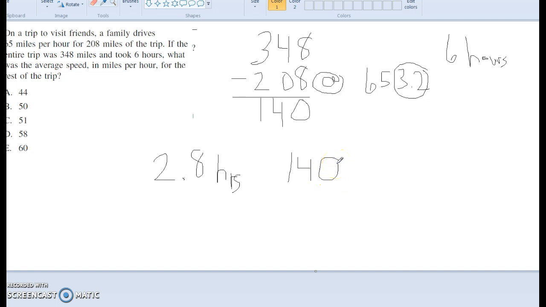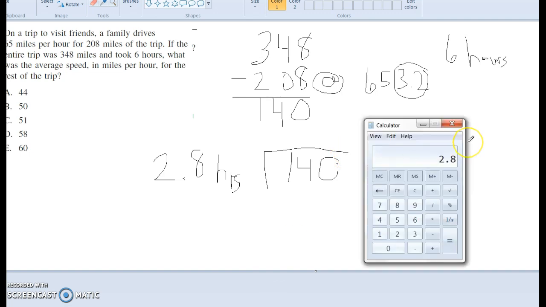So now all we have to do is divide 140 by 2.8. We'll do it really quickly. 140 divided by 2.8, and it gives us 50. 50 miles an hour is how fast they went.